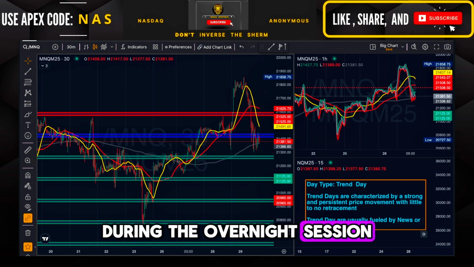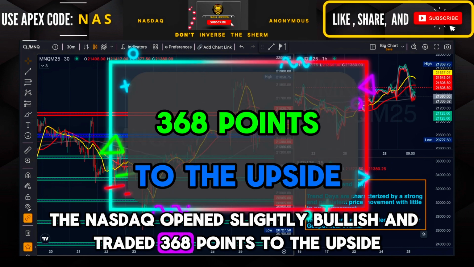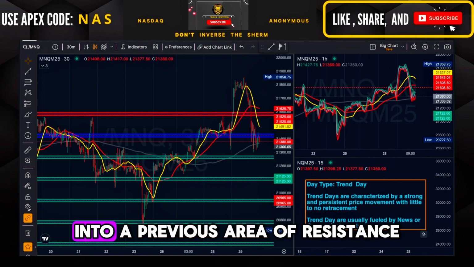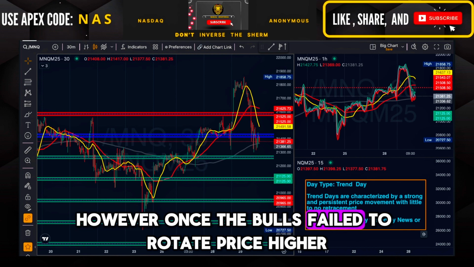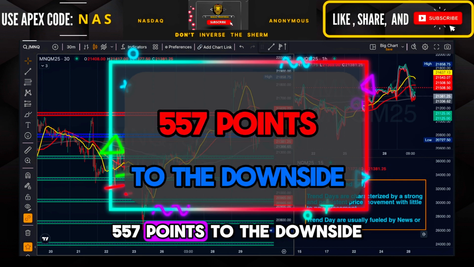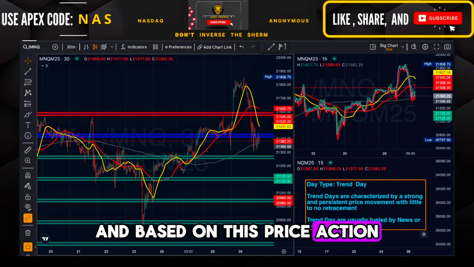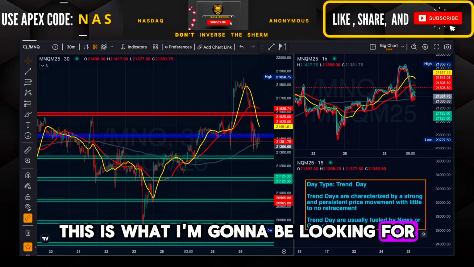During the overnight session, the Nasdaq opened slightly bullish and traded 368 points to the upside into a previous area of resistance. However, once the bulls failed to rotate price higher, the bears stepped in and price sold off 557 points to the downside, seeing a 183 point bounce going into the close of the session. And based on this price action, this is what I'm going to be looking for.